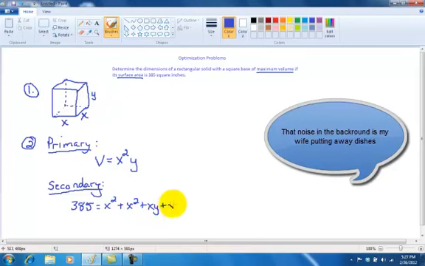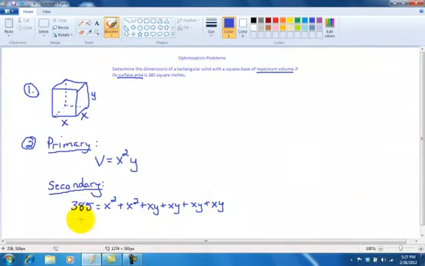Front face would be xy, back or left face would be xy, and back face would be xy. Combine like terms. We get 385 equals 2x squared plus 4xy. Alright? So there's your secondary equation. Now the purpose of having the secondary equation is to eliminate one of the variables from the primary equation so we can maximize it, because you don't want to be taking derivative of something with 2 variables.